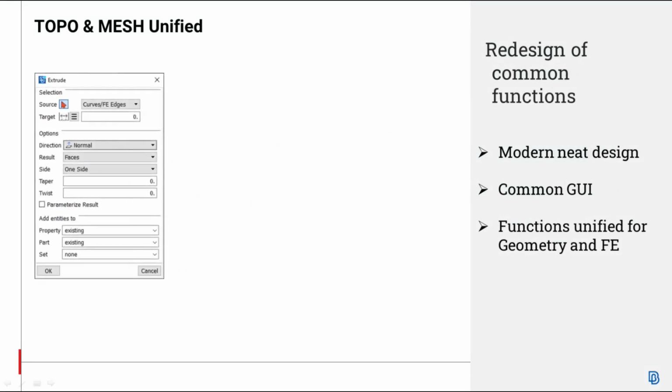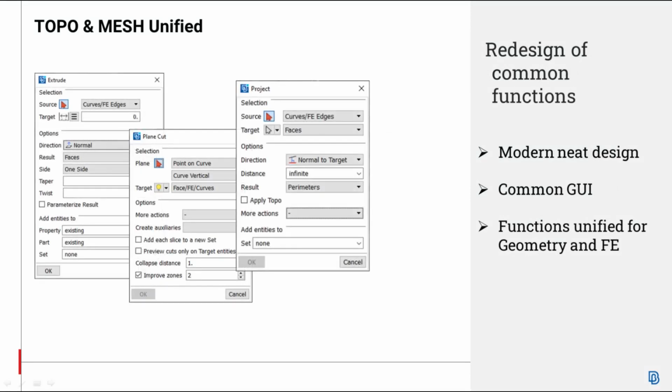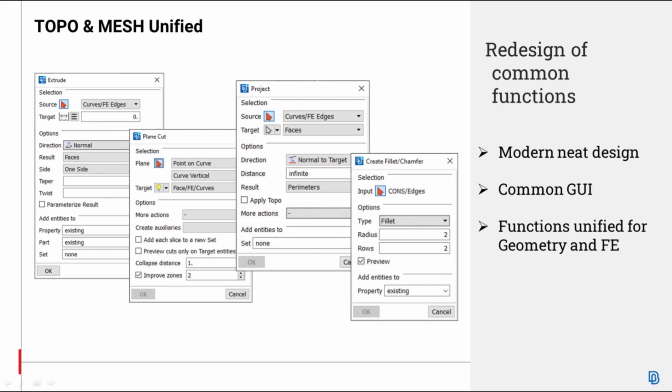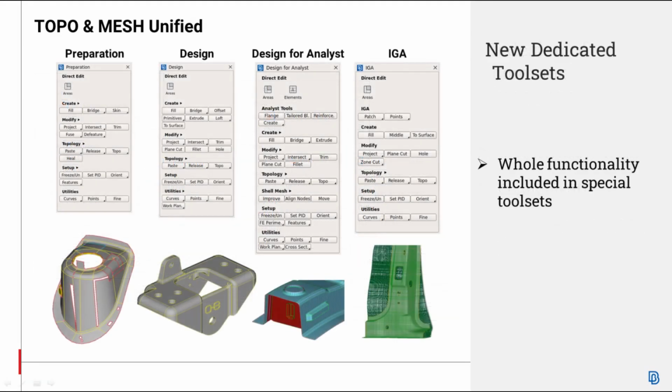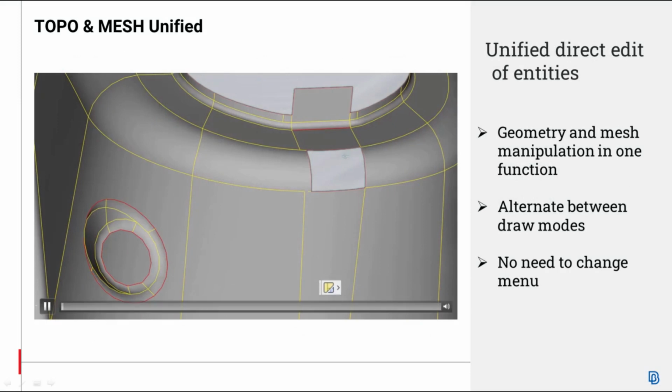Modern neat design in a common GUI unifies the functions which work for both geometry and FE. Special toolsets are now available, including the whole functionality a designer or an analyst may need. Direct geometry and mesh manipulation lies now under one function.